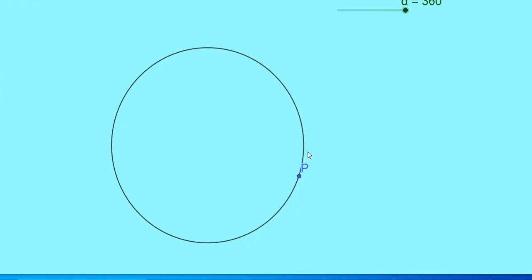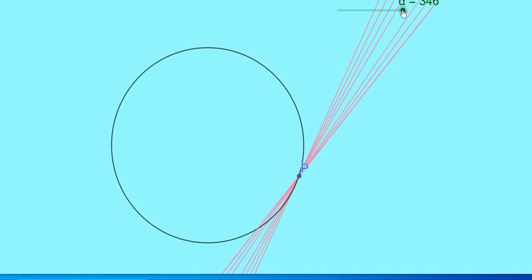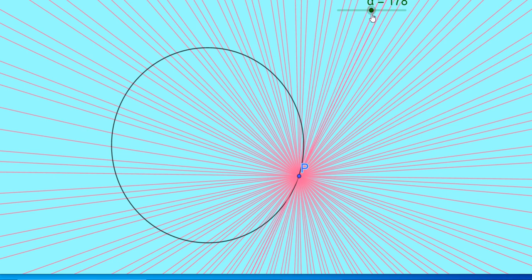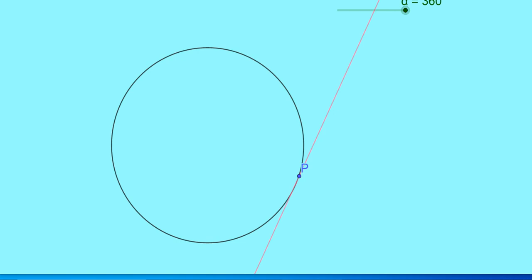Now take the point P on the circle. Now let us check how many tangents you can draw through P, which is on the circle. Here you can draw many lines, but only one line which touches exactly at one point on the circle. So through P, one and only one tangent you can draw.